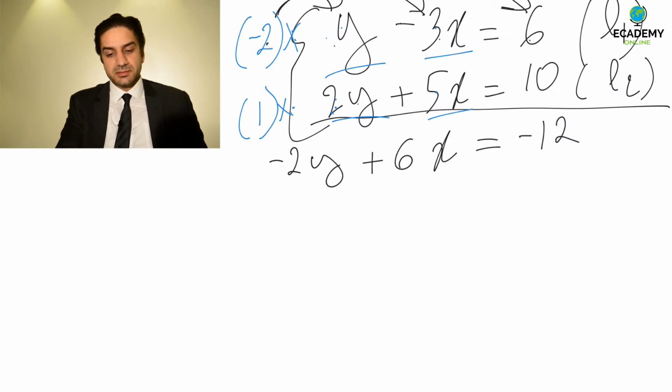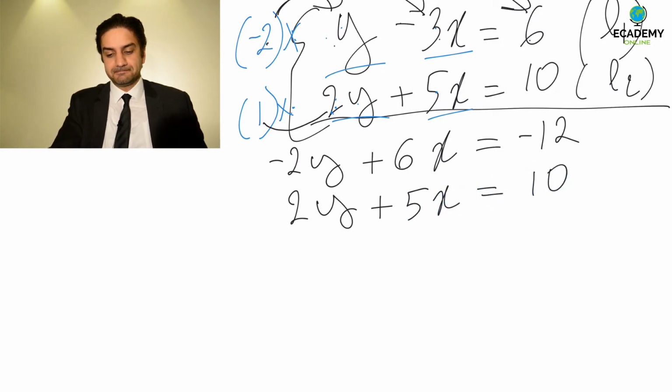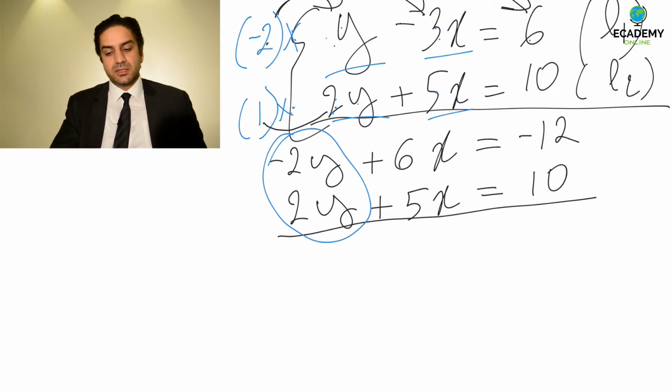For the bottom bit, I am just simply multiplying it. I'll leave the equation as is because it's multiplied by 1. Anything times 1 is the same. So this is 2y plus 5x equals 10. Same lines, only multiplied or amplified. As you notice here, we now have opposite signs of the same value.